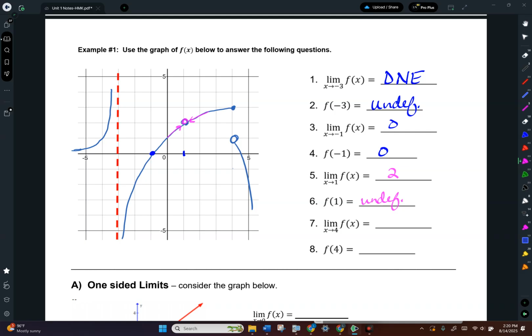Number 7, what about the limit as x approaches 4? Do you see that the left side goes up here, the right side goes down here? Those two sides do not meet, so my limit does not exist. What about f of 4?